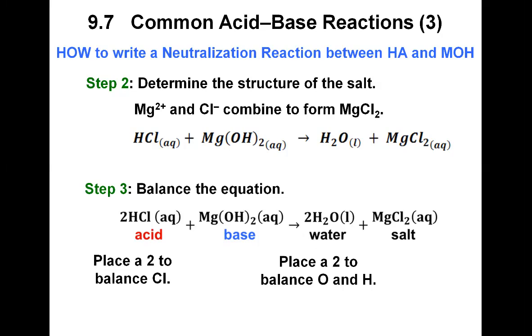For oxygen, you count the oxygens coming from the base here. There are 2 oxygens in Mg(OH)2. And on the right side, there are 2 oxygens in the water coming from the 2 molecules of water. So the equation is balanced.